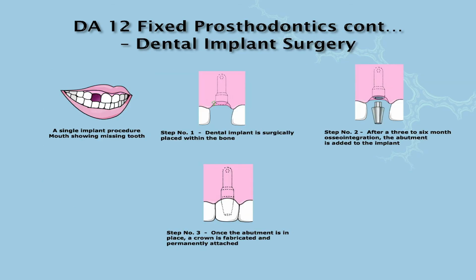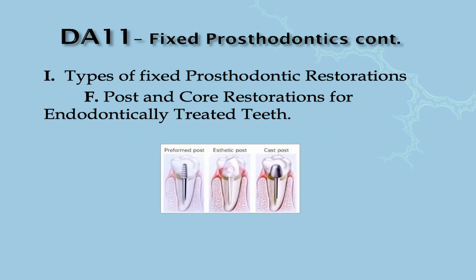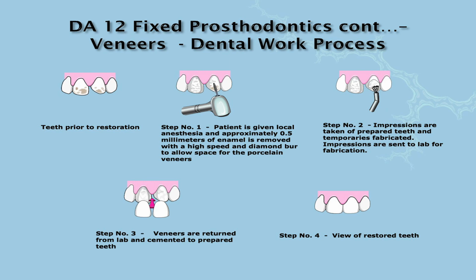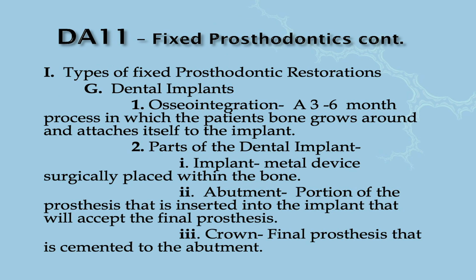We also have dental implants, and that's a replacement of a natural tooth, and it utilizes a titanium metal device that's embedded into the patient's bone. That dental implant actually has to osteointegrate for 3 to 6 months, and the patient's bone will actually grow around it and attach.